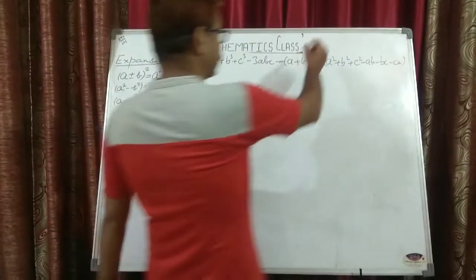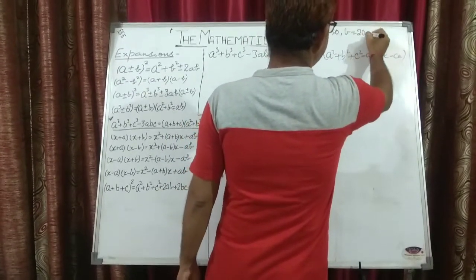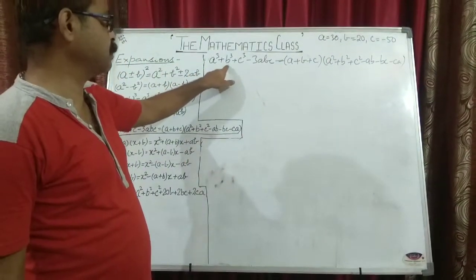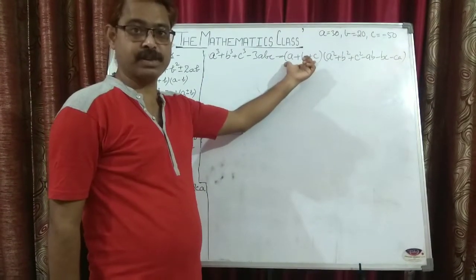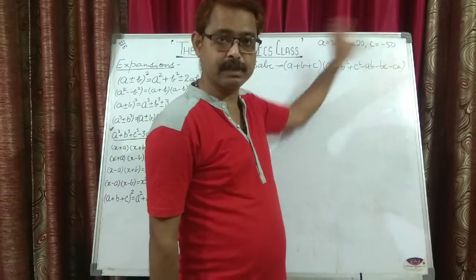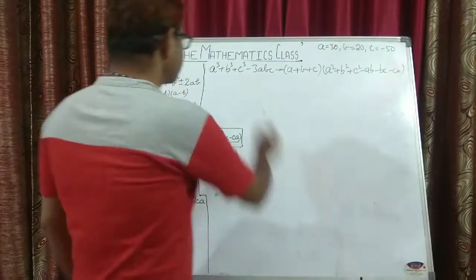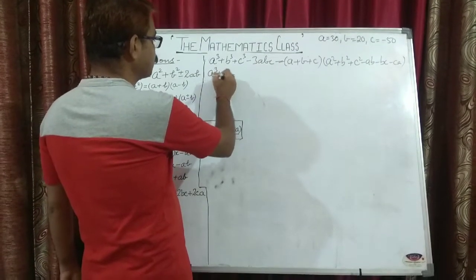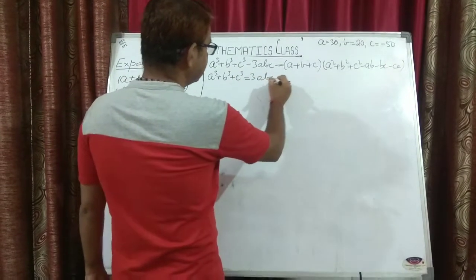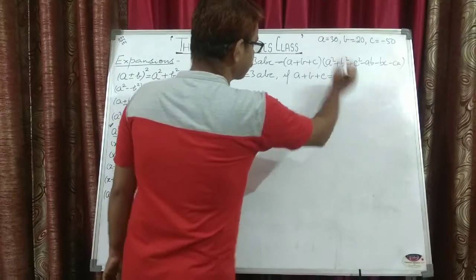For example, suppose I say a as 30, b as 20 and c as minus 50. Suppose a plus b plus c is 0. If a plus b plus c will be 0, then this total term will be 0, and something multiplied by 0 will also be 0. So all this portion on the right hand side will become 0. So simply you can say that a cube plus b cube plus c cube is equal to 3abc if a plus b plus c is equal to 0.